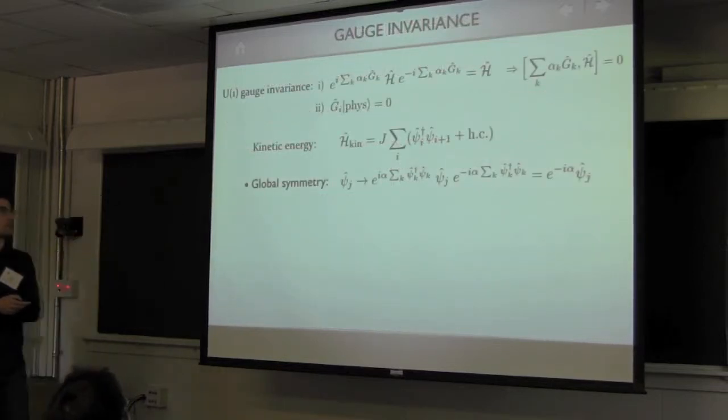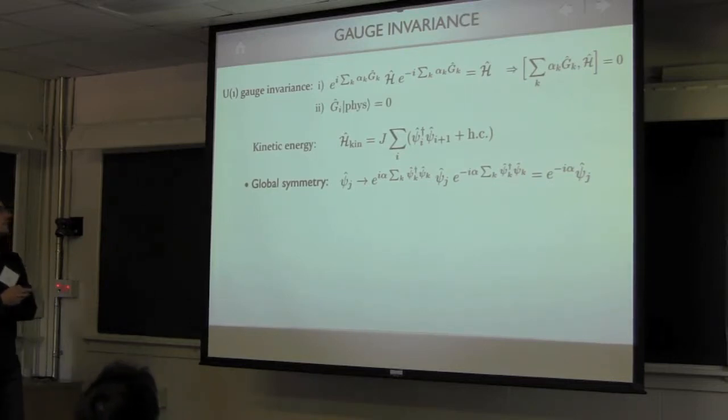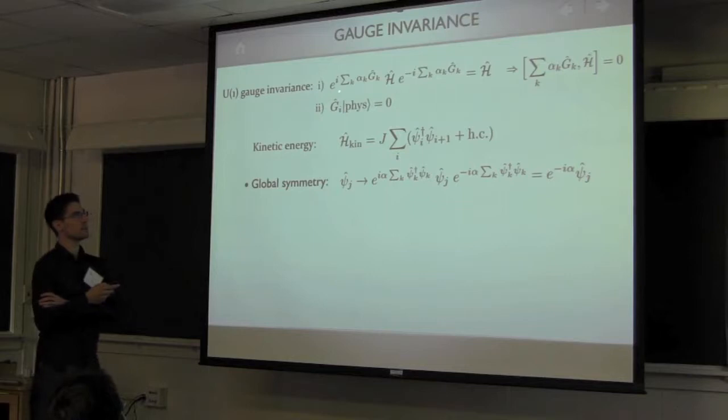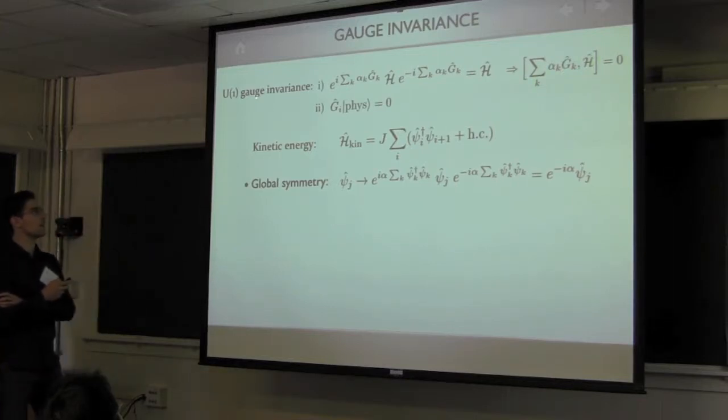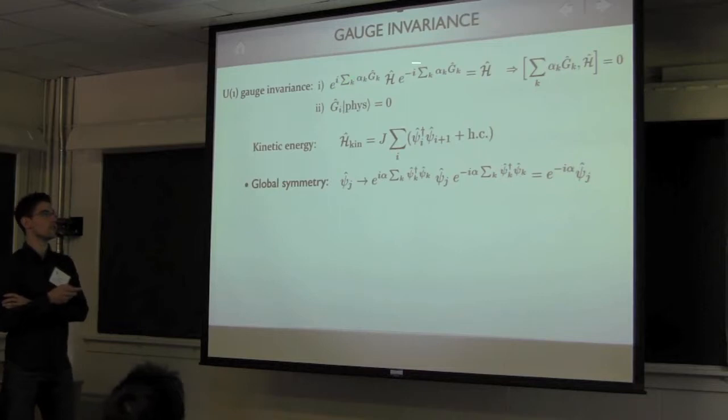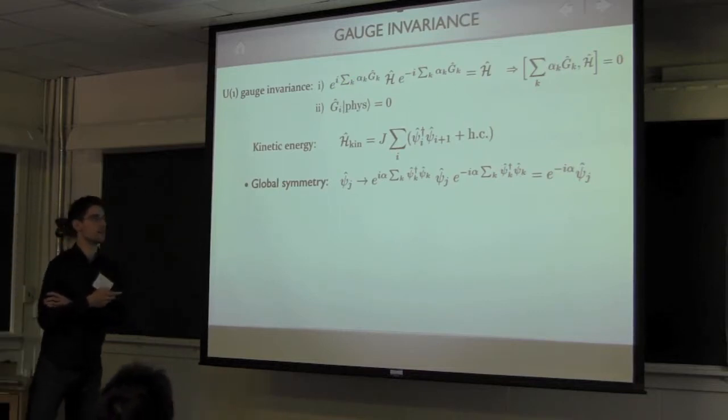First I will have to explain what gauge invariant means. To do that I will focus on the specific case of U(1) gauge invariance. Gauge invariance means that under a transformation of this type, the Hamiltonian remains unchanged. These operators here are the generators of the group, which commute with the Hamiltonian. But also, very importantly, to have gauge invariance, the physical states in our theory have to remain unchanged by the generators of the group. So these two conditions are very important to have a gauge invariant theory.